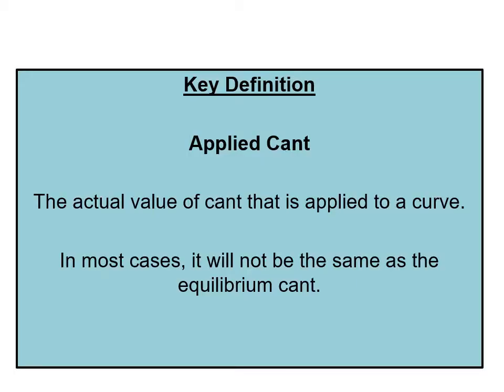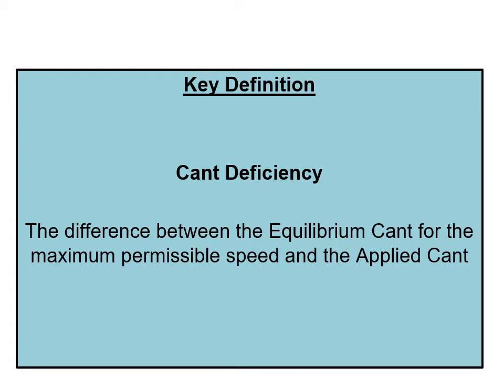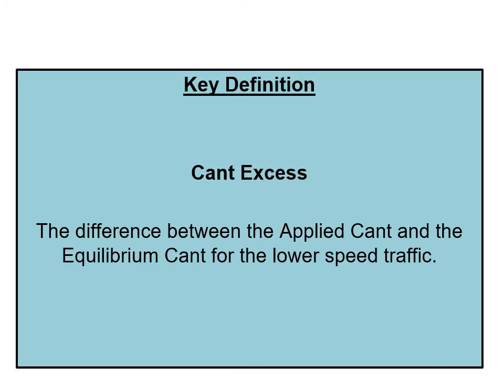So the applied Cant is the actual value of the Cant that's applied to a curve. In most cases, it will not be the same as the equilibrium Cant. So Cant deficiency is the difference between the equilibrium Cant for the maximum permissible speed and the applied Cant. Cant excess is the difference between the applied Cant and the equilibrium Cant for the lower speed traffic.